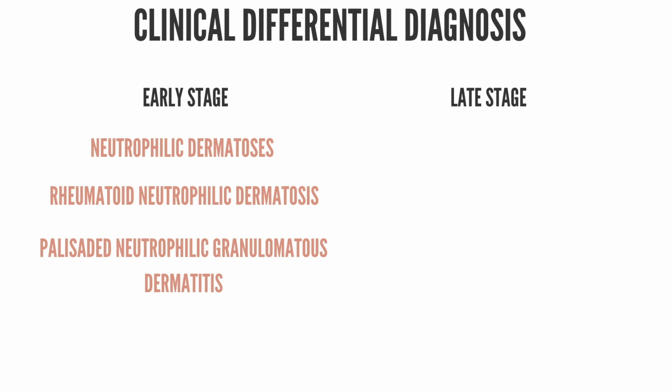Palisaded neutrophilic granulomatous dermatosis is a rare neutrophilic dermatosis with varied clinical presentation. The most common clinical presentation is erythematous papules symmetrically distributed on the extensor surface of the upper extremities, especially the fingers and elbows. Palisaded neutrophilic granulomatous dermatosis usually presents in patients with underlying systemic conditions such as rheumatoid arthritis and autoimmune diseases, lymphoproliferative disorders, or infections.